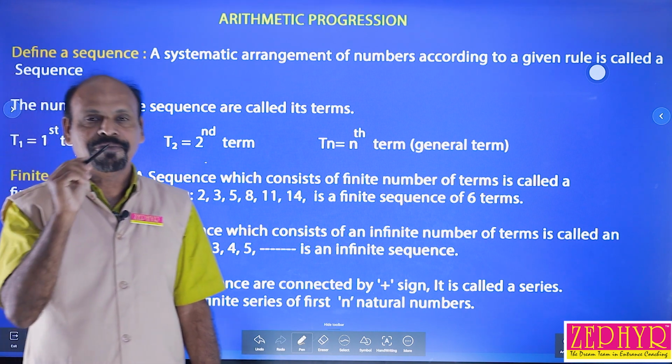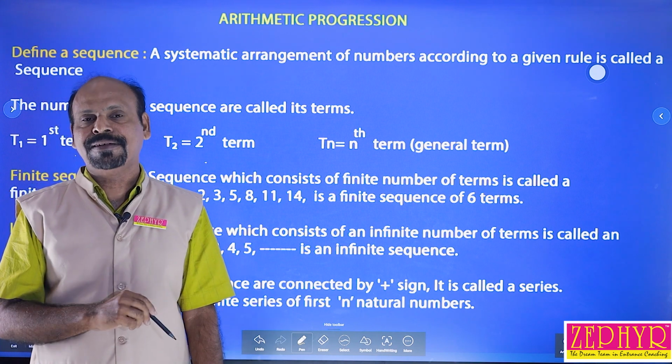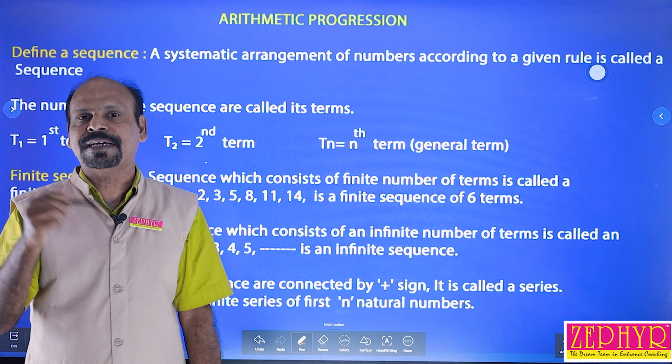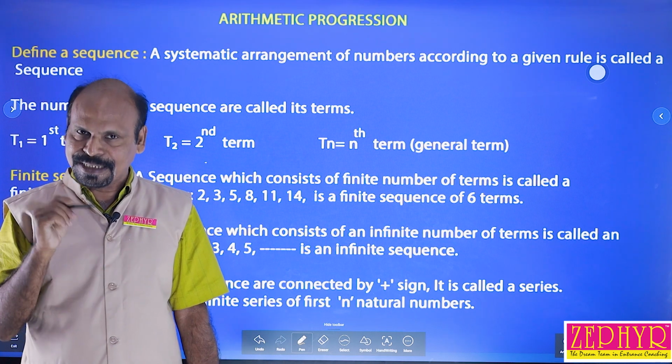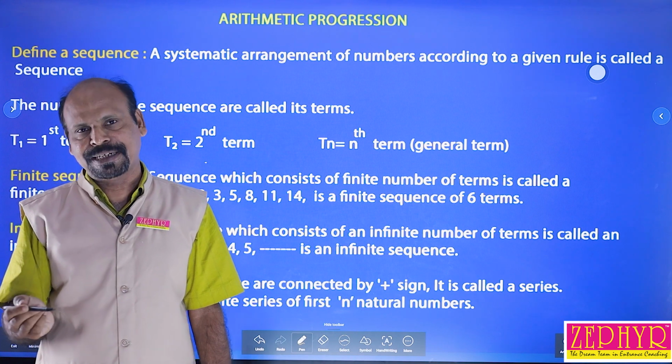For example, 1, 2, 3, 4, 5, etc. The counting numbers or natural numbers are a standard example of an infinite sequence. We cannot count the number of terms in that sequence, so it is infinite. It is generally known as an infinite sequence.